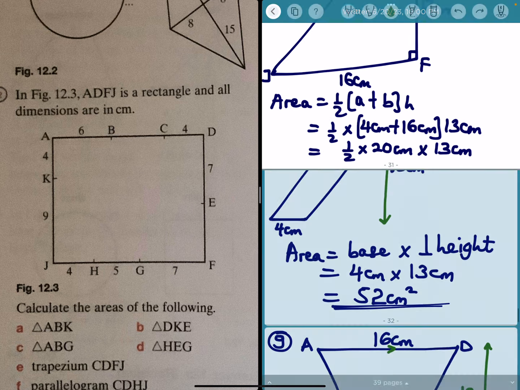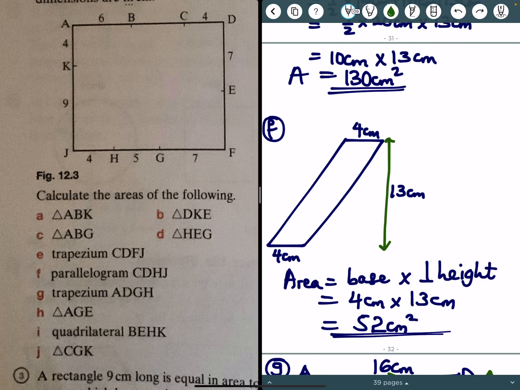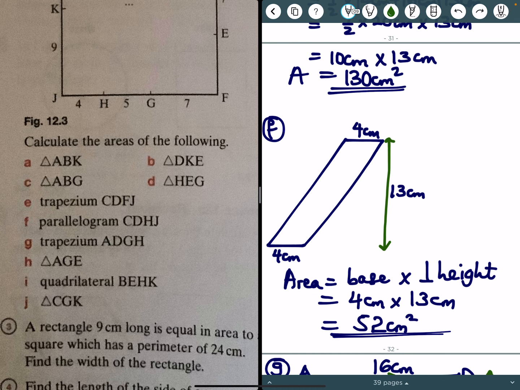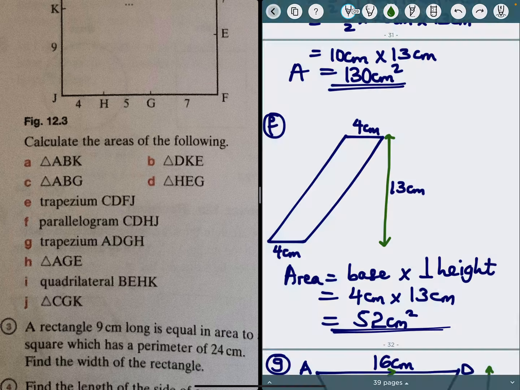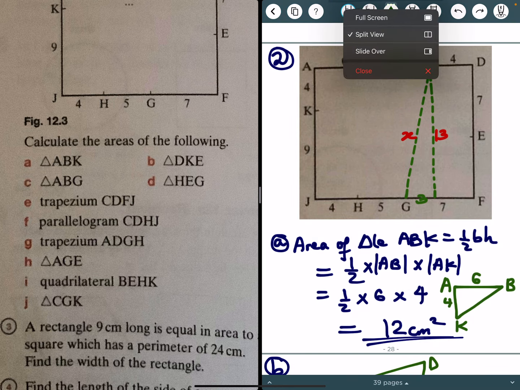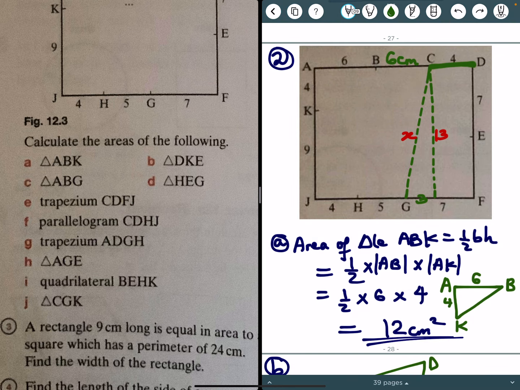So that's that. Let's go to question F. In question F, we have to find the area of the parallelogram CDHJ. First of all, let's mark CDHJ. Take note, CD. Let me use a different color. CD, H, and HJ.